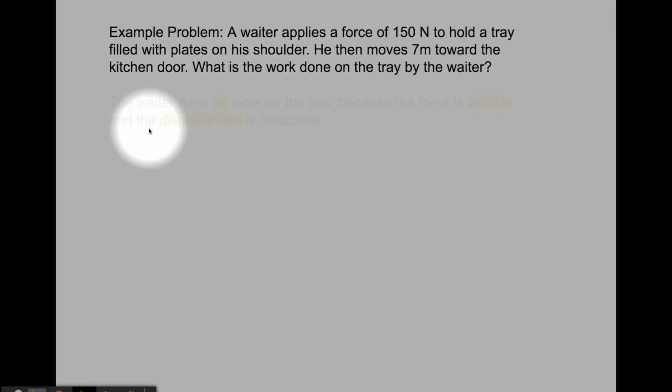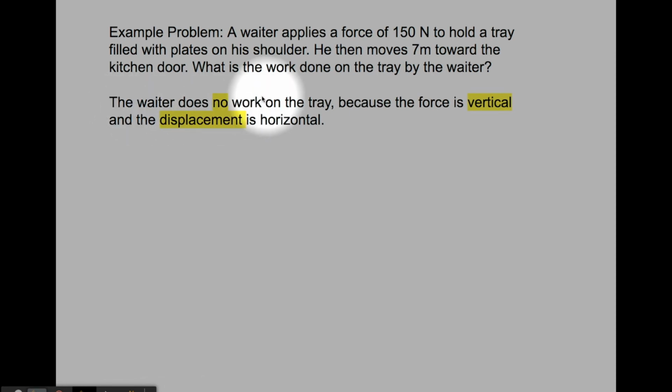So first thing we do, we identify our variables, right? But this is kind of a trick question. I just want to explain the logic. The waiter does no work on the tray because the force is vertical and the displacement or distance is horizontal. You're like, huh?